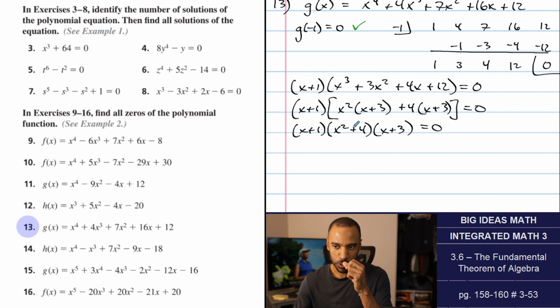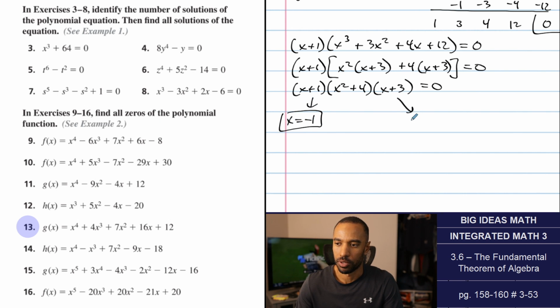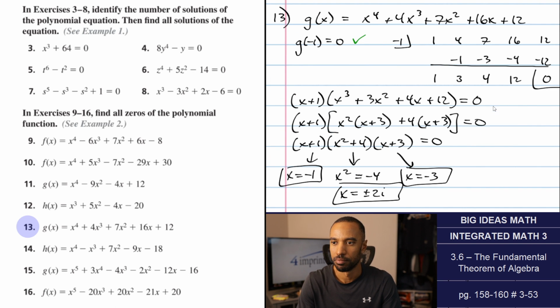Unlike the difference of 2 squares from before, this is not a sum of 2 squares. In fact, this has imaginary solutions. So x can equal negative 1. X can equal negative 3. And we got 2 solutions here. If you subtract 4 from both sides, take the square root of both sides, you get x equals plus or minus 2i. So 4 solutions for your quartic function. That is number 13. Number 14.